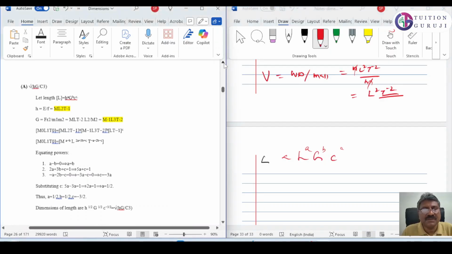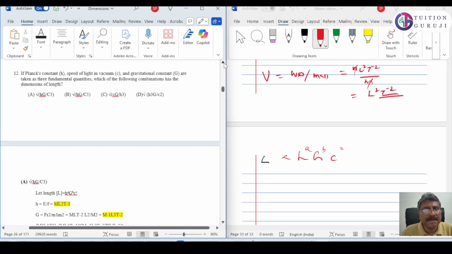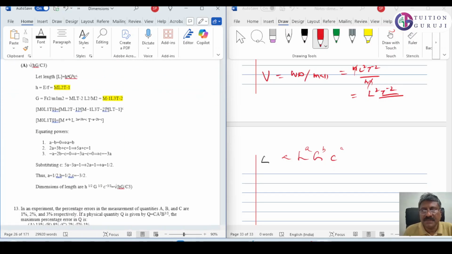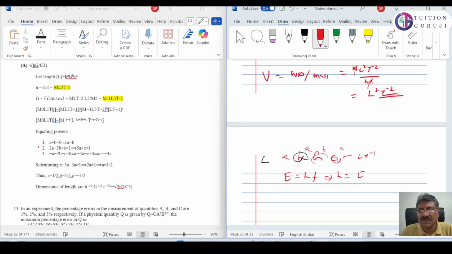So we have Planck's constant, speed of light in vacuum, and gravitational constant. First we will find the dimensions of all 3. C is velocity, L T raised to minus 1. For h, we know E is equal to h nu, which implies h is equal to E by f, that is M L square T raised to minus 2 divided by T raised to minus 1. That gives M L square T raised to minus 1.